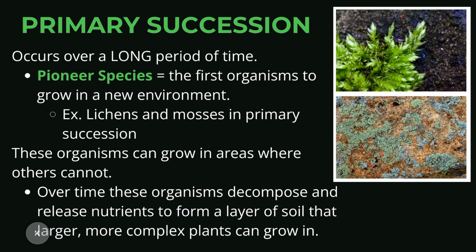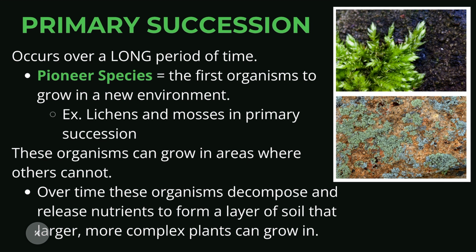For primary succession, since we're starting on bare rock, it's going to be lichens and moss because those things can grow on bare rock. If you're wondering what lichen is, it's this bottom picture here. You can see this a lot on tree bark and on rocks. It's kind of like that blue-green, crusty looking stuff. These organisms can grow in areas where others cannot, aka on bare rock.